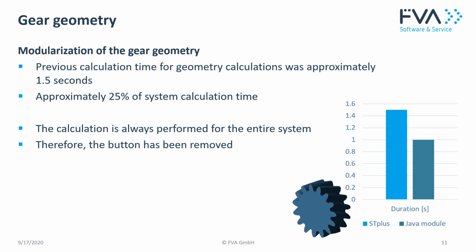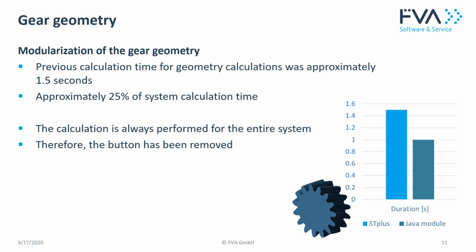As mentioned, the gear geometry calculations are also much faster in the new version. Previously with ST Plus, calculations could last 1.5 seconds and be up to 25% of a system calculation time. We've been able to reduce that in the new version to 1.5 seconds for the first calculation, and any subsequent calculations that build on those calculations can be even faster.